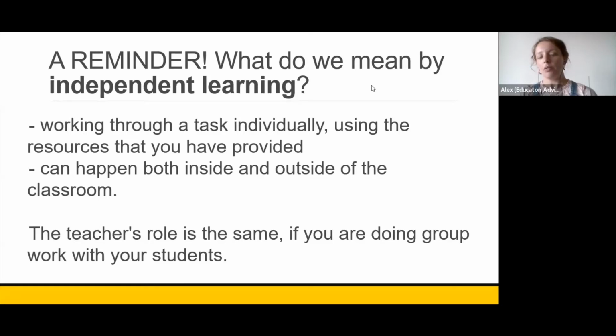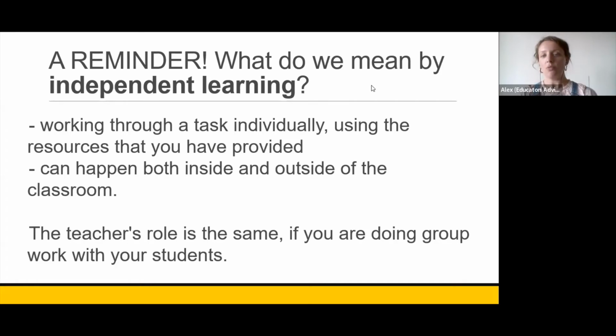Now, this can happen both inside and outside of the classroom. Outside of the classroom, you might set them homework. You might ask them to look something up on the internet or in the library. Inside the classroom, this might be me as an English teacher. I might ask my students to complete some punctuation tasks by themselves. I might also ask them to write some of the story by themselves, okay?